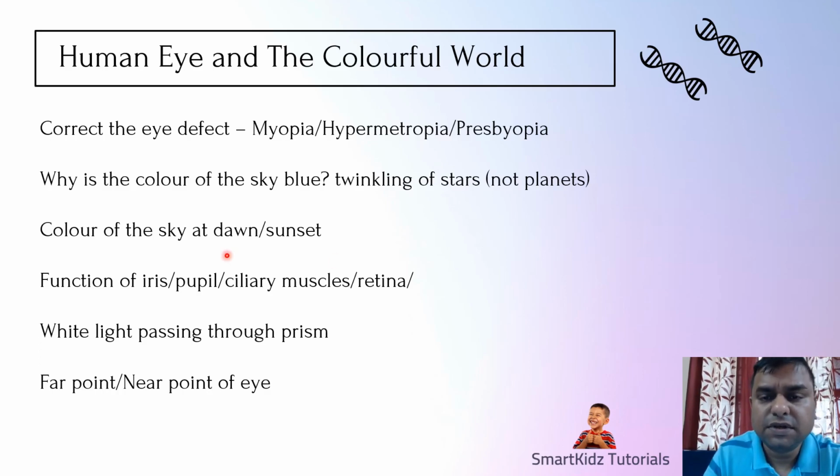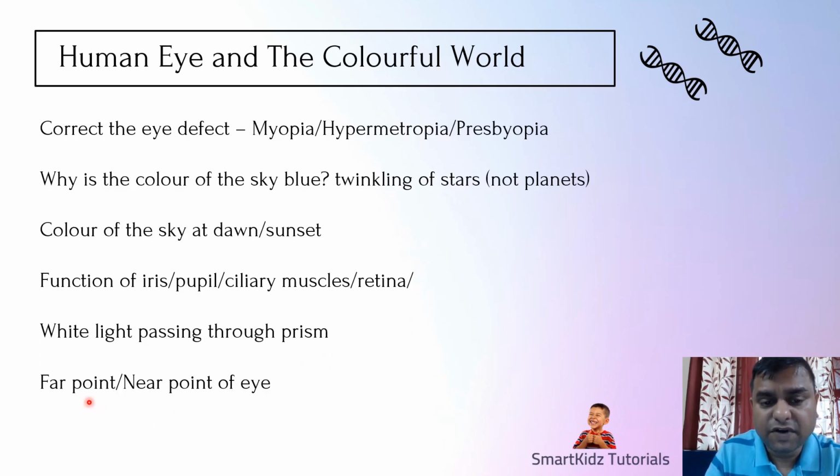That links to all this, okay, you should know this part. Then the function of the iris, pupil, ciliary muscle, retina, you should know. White light passing through a prism, again linked to what we have just mentioned in the previous chapter. Previous chapter as in that of light.